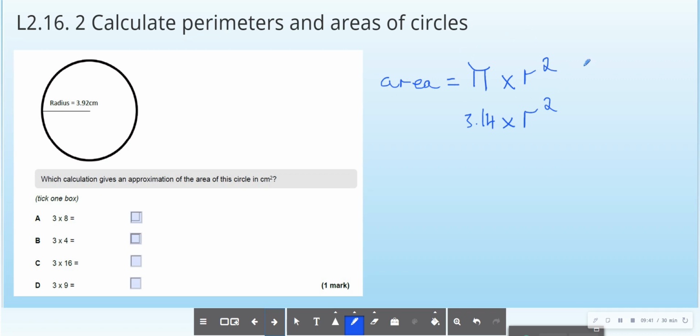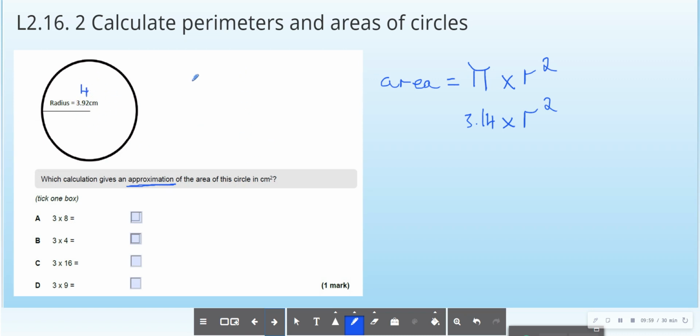This is not going to be in the exam. You actually have to take this in with you. You have to learn this, remember it. So pi is 3.14 times by the radius squared. Remember, squared means multiplied by itself. Okay, another key word in this is approximation. Remember, whenever we see approximation, it means to round. So we've got 3.92 as our radius, so we can round that to 4.